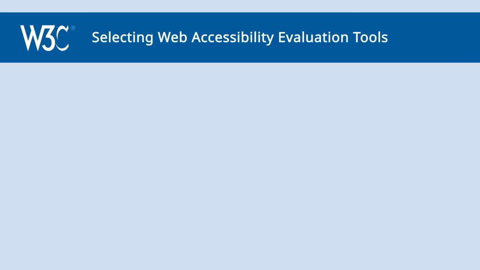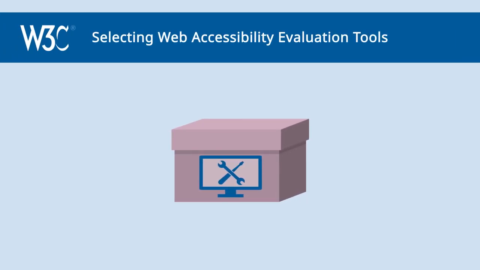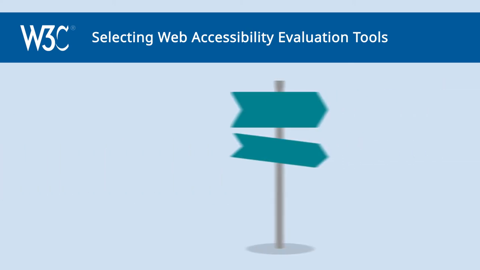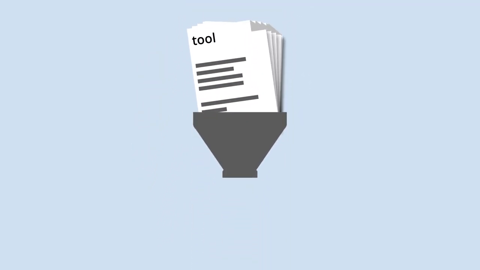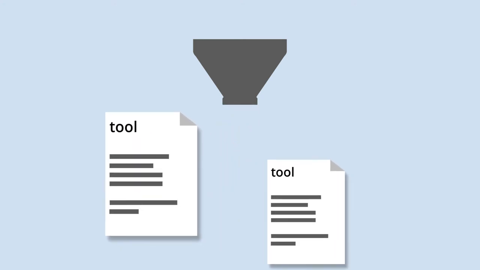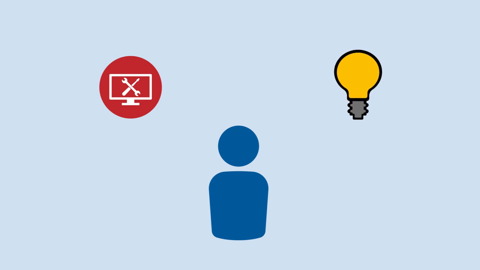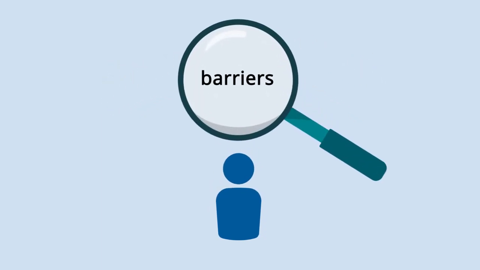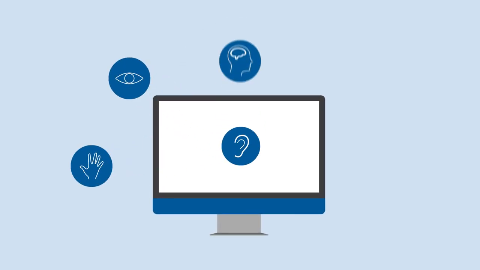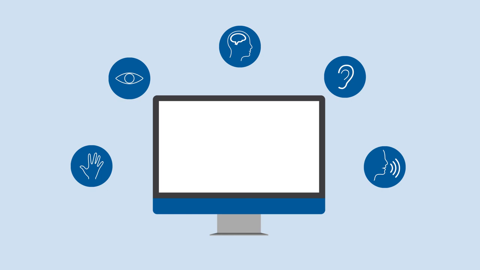Selecting web accessibility evaluation tools explains what tools can and cannot do, and what to look for in tools that meet your needs. The list of web accessibility evaluation tools has filters to help you find the right tool for your particular situation. Equipped with tools and knowledge on how to use them, you are in good shape to find accessibility barriers more efficiently. Web accessibility, essential for some, useful for all.